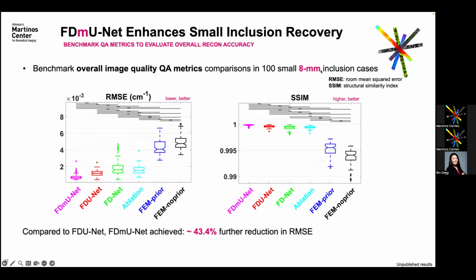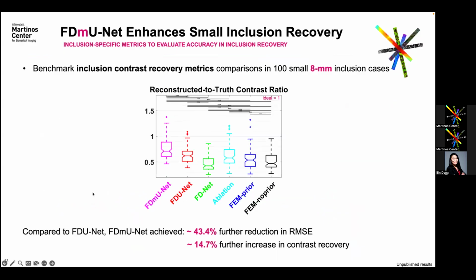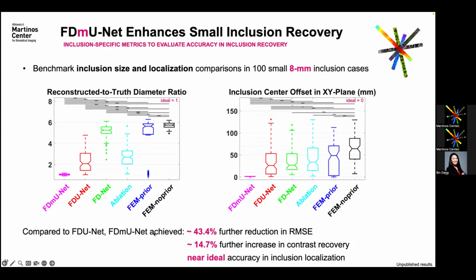If we focus on the smallest size group, the root mean square error with the prior guidance in the FDMUNet improved further by over 40% compared to our existing FDUNet. There's also a moderate further increase in the contrast recovery using prior guidance in this network structure. And not surprisingly, the localization is near ideal because the model knows where the lesion is.